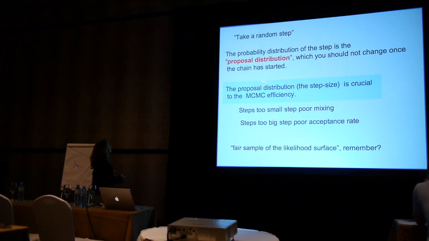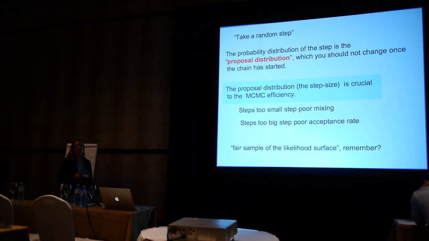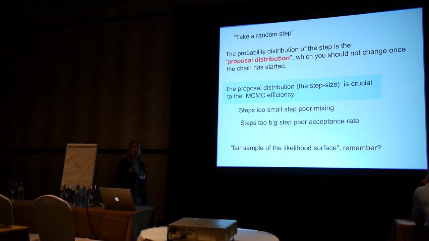So the probability distribution of the step is called the proposal distribution. You should not change this once the chain has started, because otherwise it's not exactly a chain, but there are ways that allow you to adjust this as you go on and still do statistical inference out of chains. So the proposal distribution, or what between me and you we call step size, is crucial to the MCMC efficiency, where efficiency means sampling the posterior in a fast and efficient way.